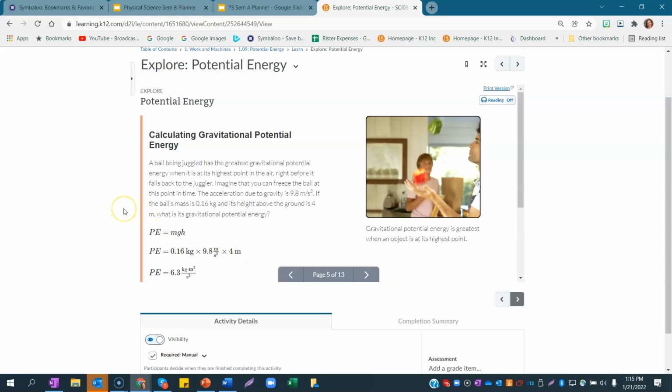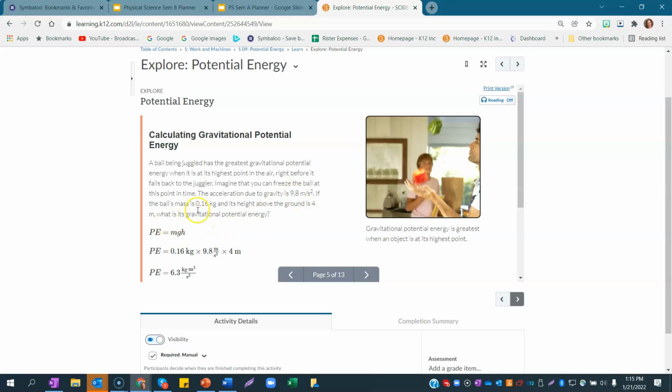A ball being juggled has the greatest gravitational potential energy when it's at its highest point in the air, right before it falls back down to the juggler. Imagine that you could freeze that ball at this point. The acceleration due to gravity is 9.8 meters per second squared. So remember, that's a constant that you're going to need to remember. It's kind of like pi, 3.14, just one that you plug in and remember.